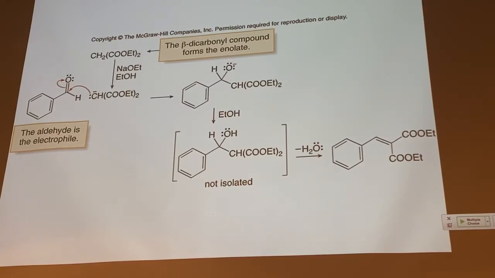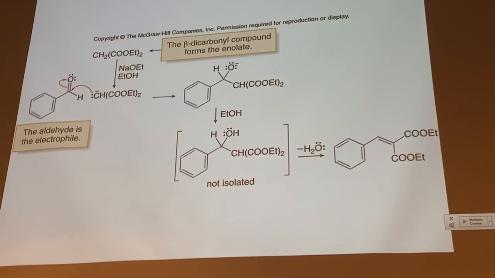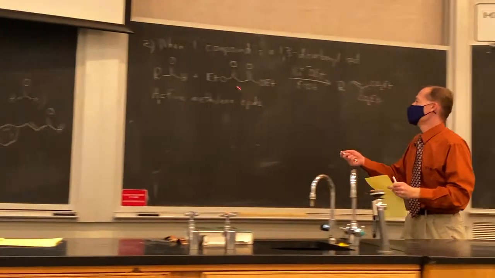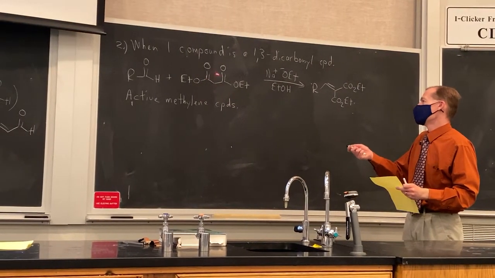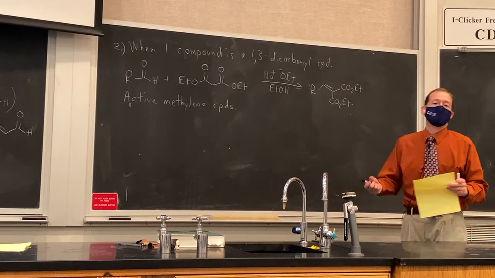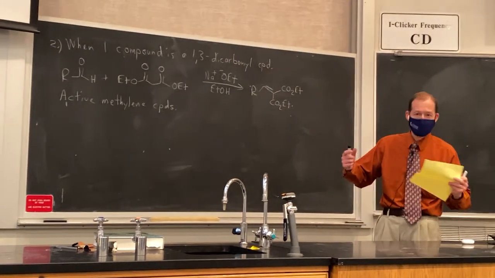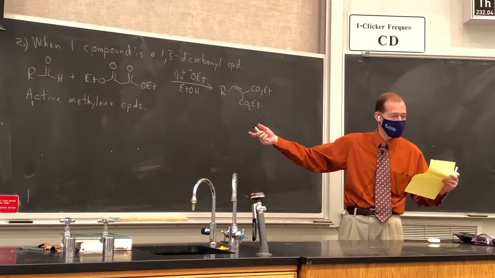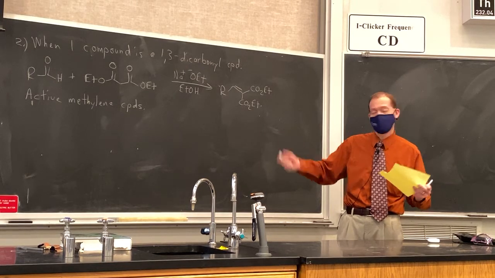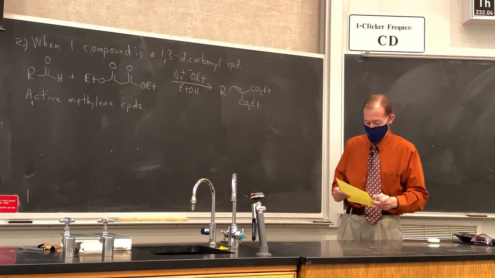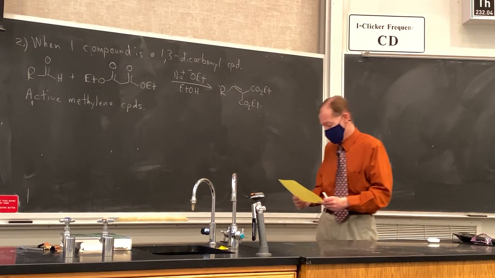1,3-dicarbonyl compounds are part of a larger group of compounds we refer to as active methylene compounds. Remember, a methylene group is a CH2. Here we have a CH2 in between two carbonyls, so it's much, much more acidic than a normal CH2 would be. That's why we call it an active methylene compound. It's much more acidic.